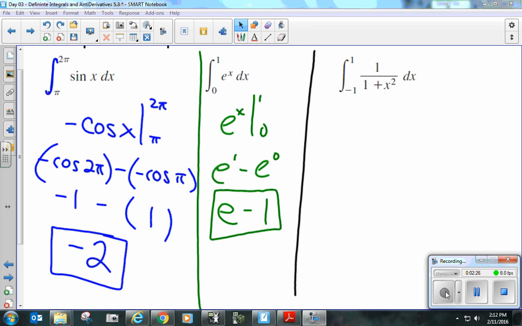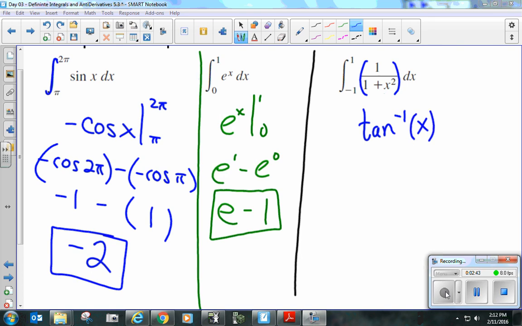All right. Last one. Mr. Alex. What's the integration of this? That's the inverse tan. It's tan negative 1 of x. Very good. That was one of the rare occurrences with trig, the inverses.